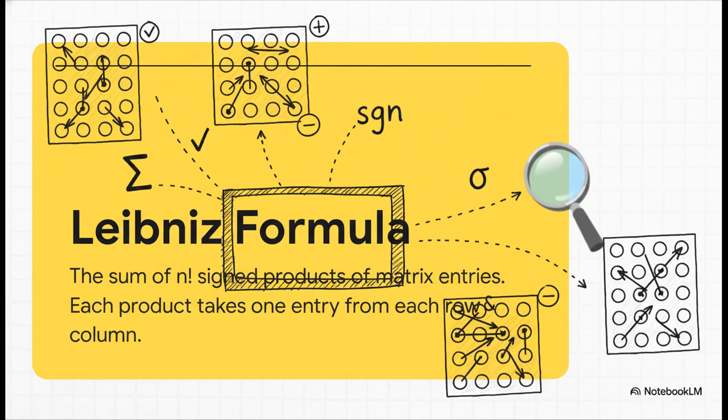And here is that formula. Now, don't let the Greek letters scare you. The idea is actually kind of cool. We're going to create a bunch of products. And to do that, we have to pick one number from each row and each column. The catch is, no two numbers can share the same row or column. It's kind of like a game of Sudoku, right? Once we have all those products, we just have to add or subtract them based on a special rule.